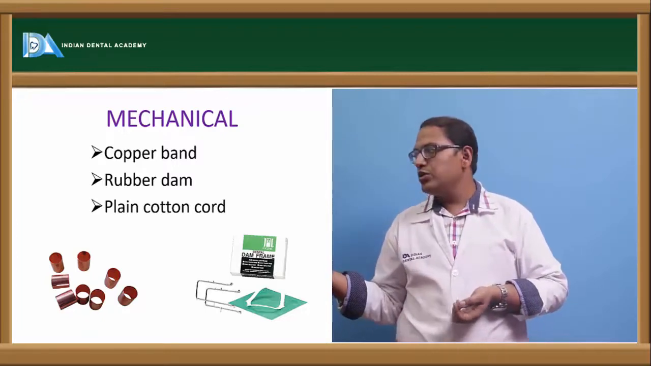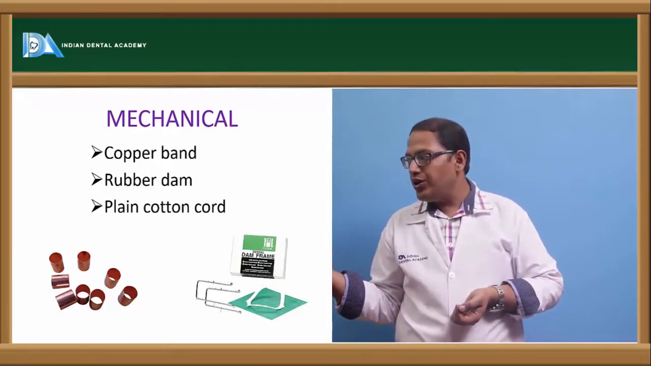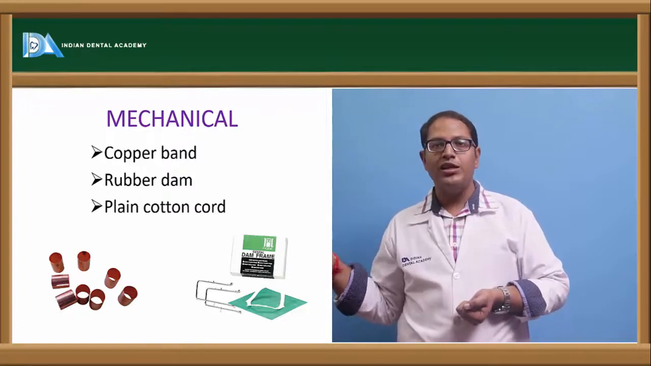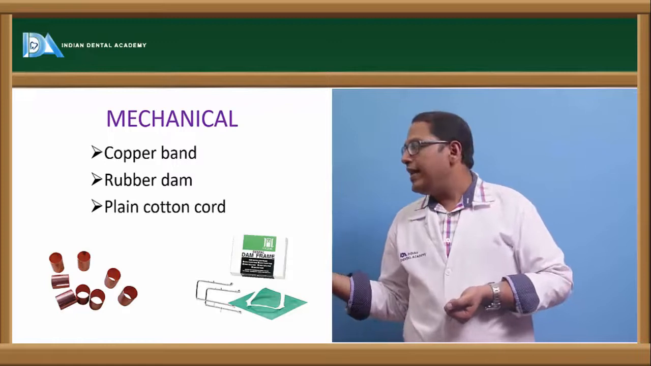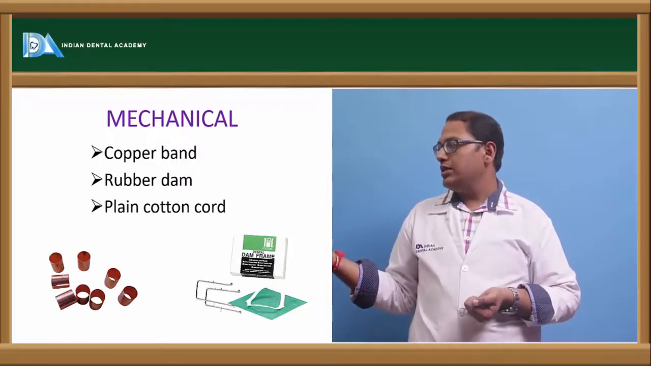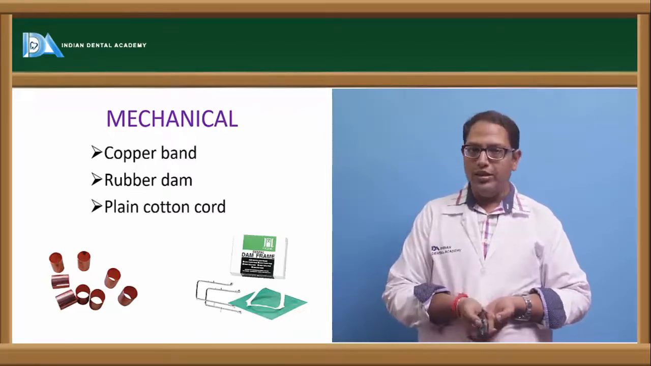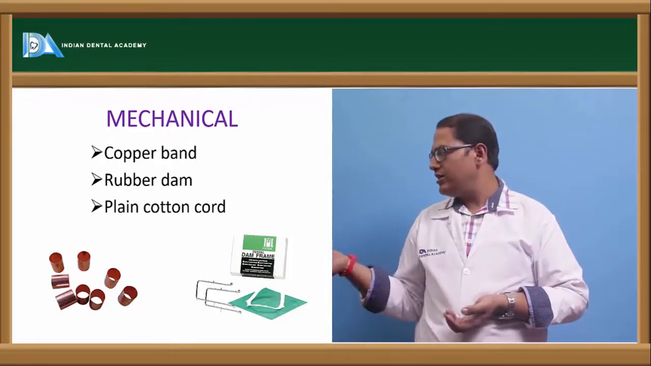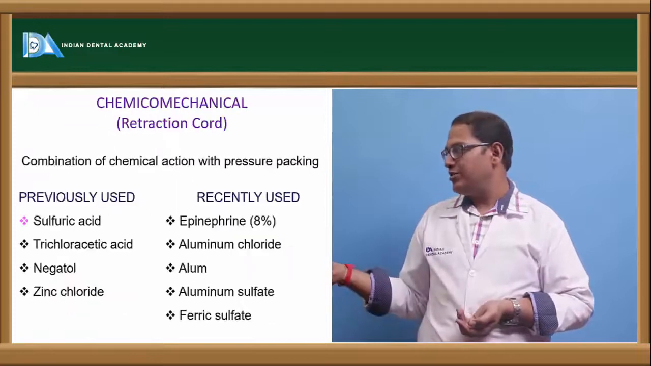Now we also use the copper band. How is it used? The material inside now is light body, and on top we use medium body. So the material has changed, but the technique remains the same. Plain cotton cord is nothing but a different name for retraction cord. Retraction cord can be plain, and different types of retraction cord will come up later in the lecture.